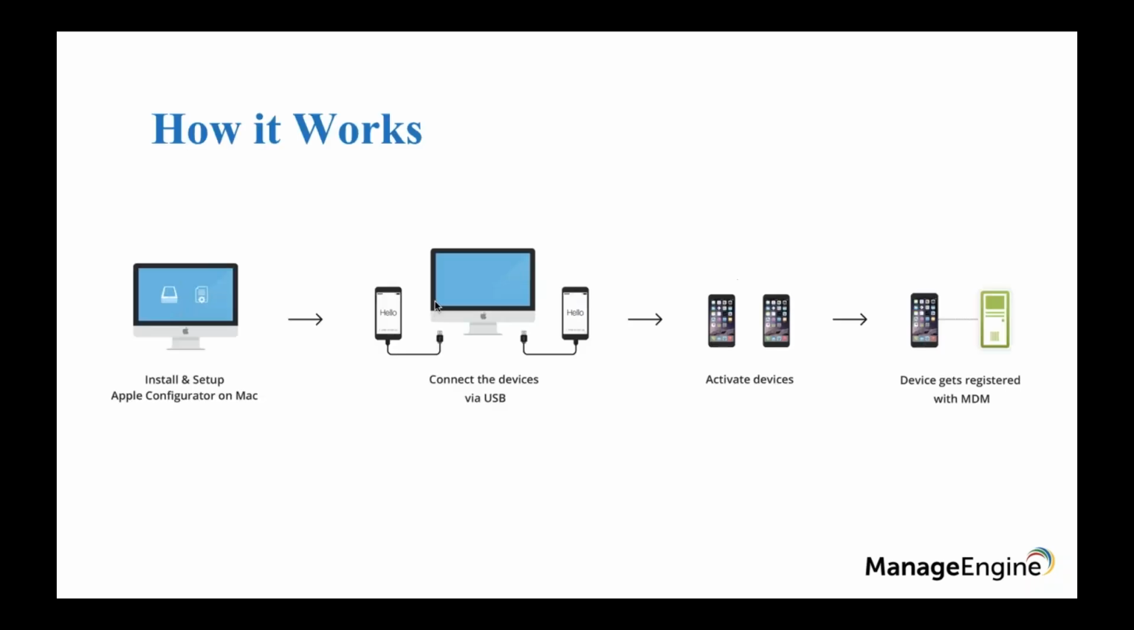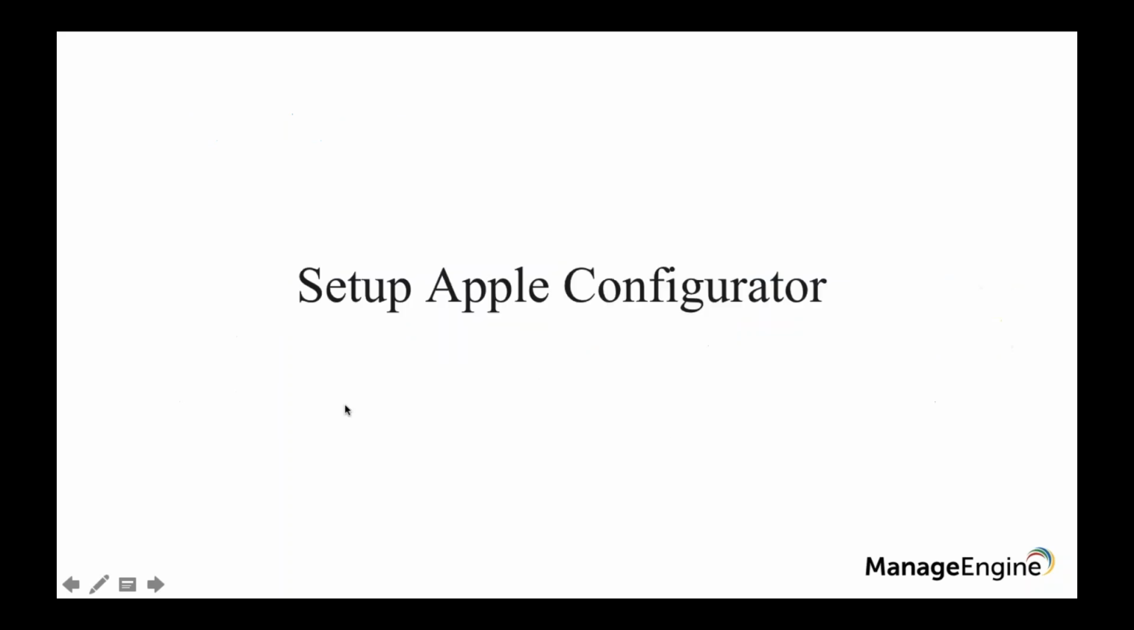So let's see how it works. The first thing that we have to do is we need to install and set up an Apple Configurator on a Mac machine. Next, we need to connect the devices to the Mac machine using a USB hub. The third step is to activate the devices. Once the devices get activated, they automatically get registered with MDM. So let me show you what are the steps that are involved in this process.